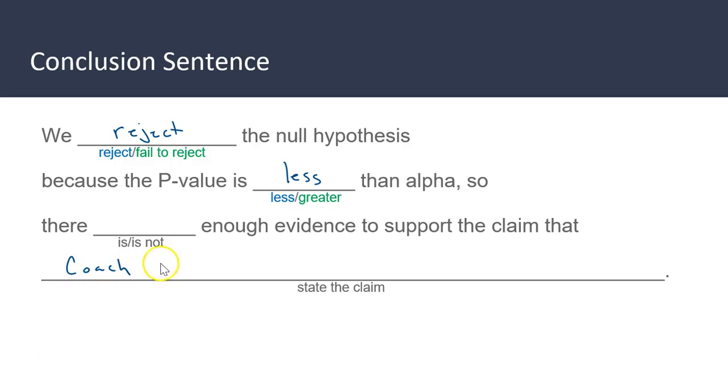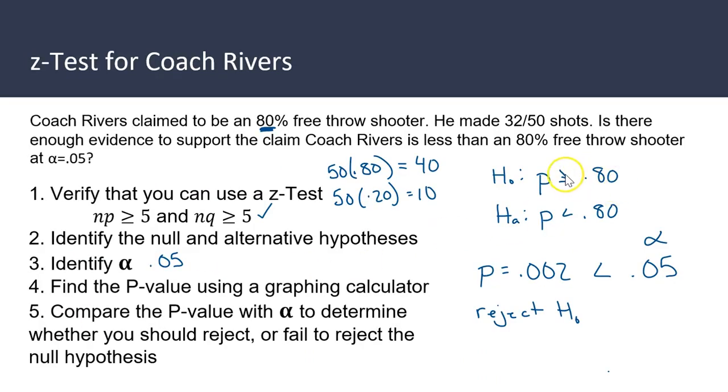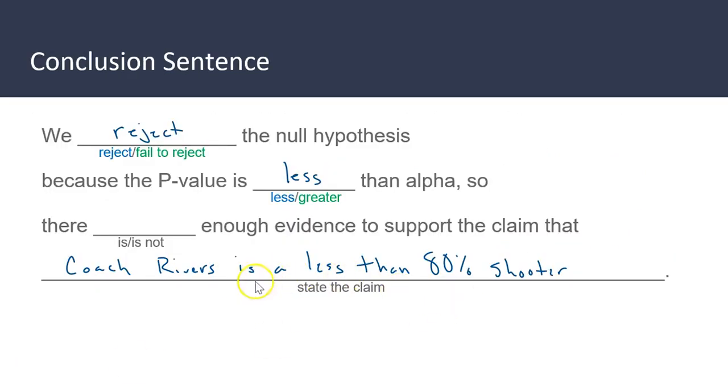Okay, our claim is that Coach Rivers is a less than 80% shooter. Okay, now we are rejecting the null hypothesis. Our null hypothesis was that he was greater than or equal to 80%. So if we are rejecting the null, it means we have enough evidence for the alternative that he is less than 0.80. That was our claim, so there is enough evidence to support the claim.